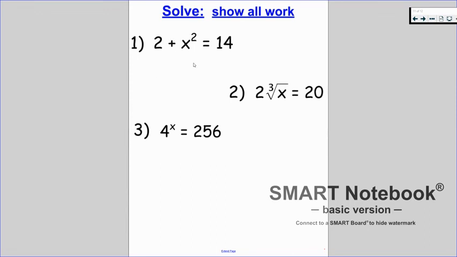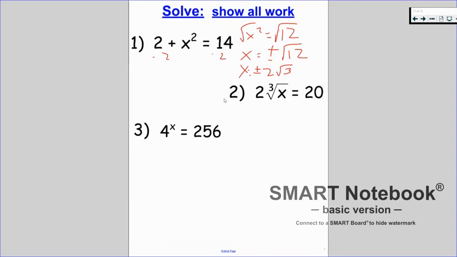So here I'm asked to solve. I want to get x by itself, so I have to subtract 2, and I get x squared equals 12. Get rid of the square by taking the square root, and right when I do that, I get my two answers. So x equals plus or minus the square root of 12. That's why we have to write the plus or minus there, to show that we want both answers. Then the square root of 12 I could write as the square root of 4 times the square root of 3. The square root of 4 is exactly 2, and the square root of 3 is what it is. So there's my answer for number 1.